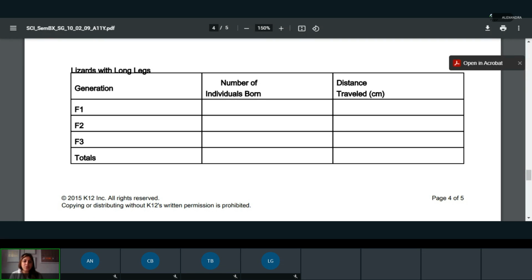So go ahead and roll to see how many individuals are born. I did it with both, but for each one, how many individuals we had. For example, I rolled that I had 4 offspring that had short legs and 2 offspring that had long legs. So I did 4 turns with the short-legged and 2 turns with the long-legged.